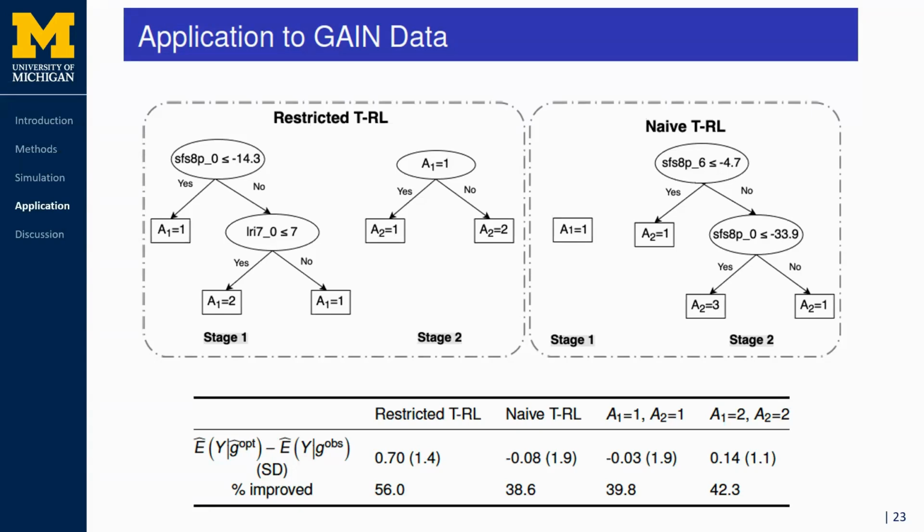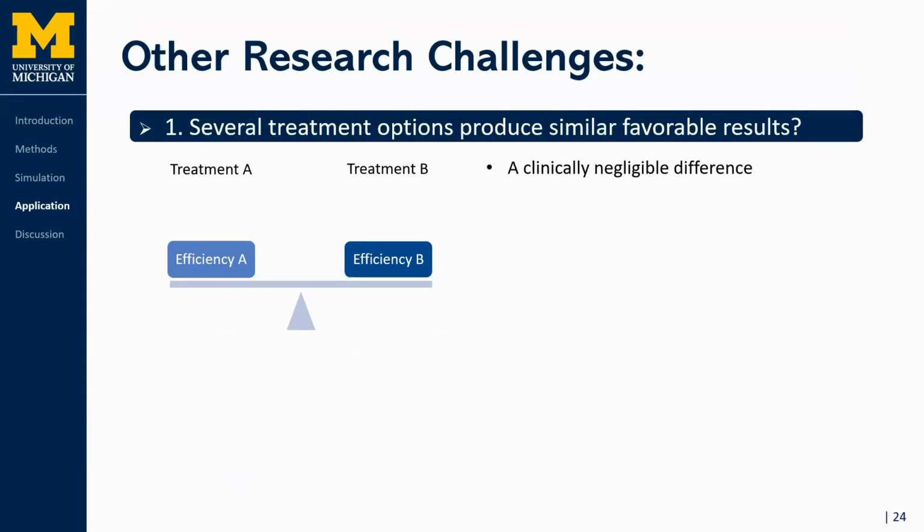And in fact, if you calculate the percent of patients who have improved health outcome, using this restricted tree-based reinforcement learning you get the largest improvement among all of them, which is what we want. Okay, any questions?